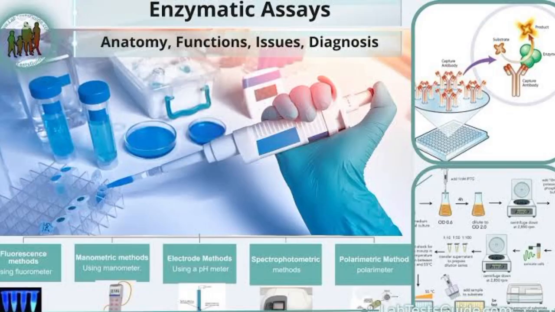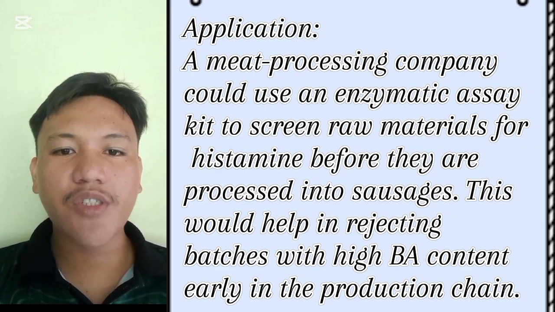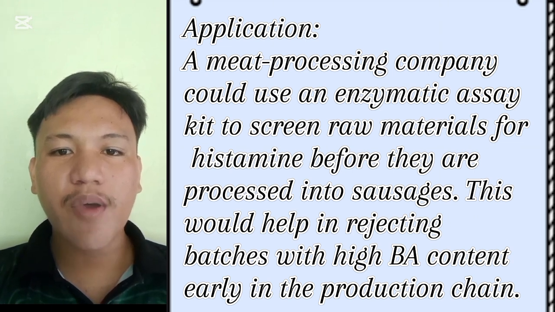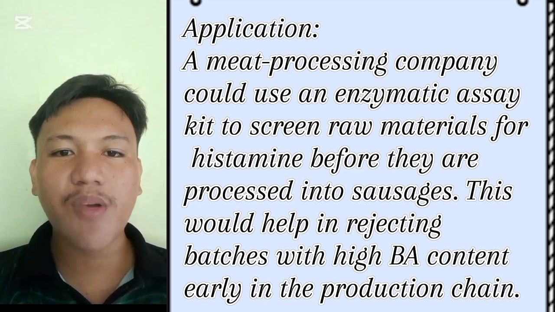Enzymatic assays. Explanation: these assays use enzymes that react specifically with certain biogenic amines, producing a measurable product that correlates with BA concentration. Application: a meat processing company could use an enzymatic assay kit to screen raw materials for histamine before they are processed into sausage. This would help to reject batches with high BA content early in the production chain.